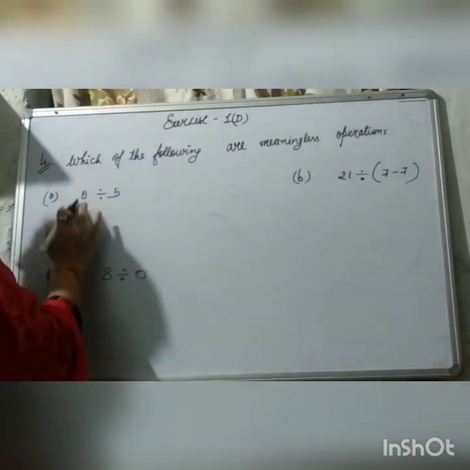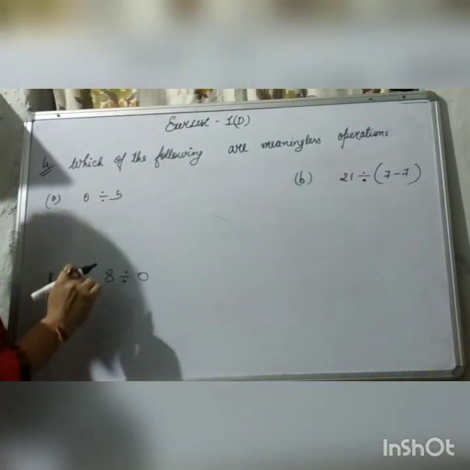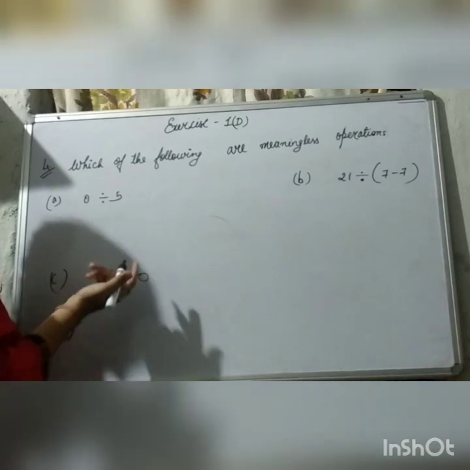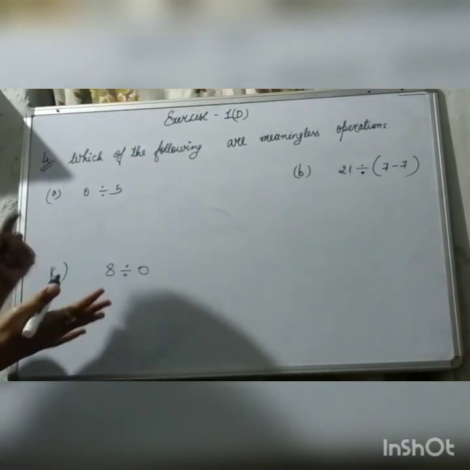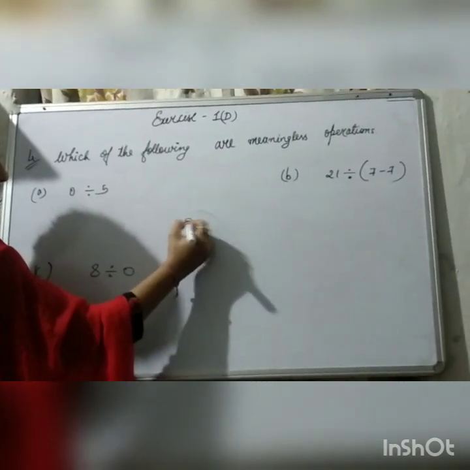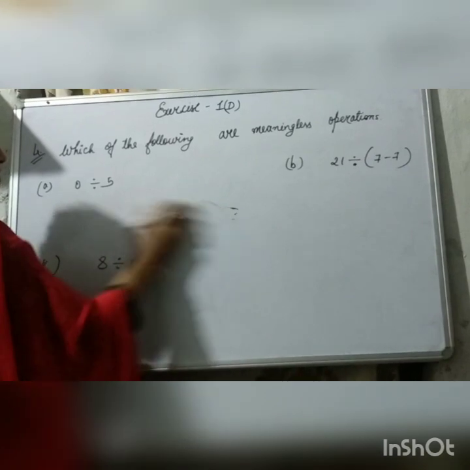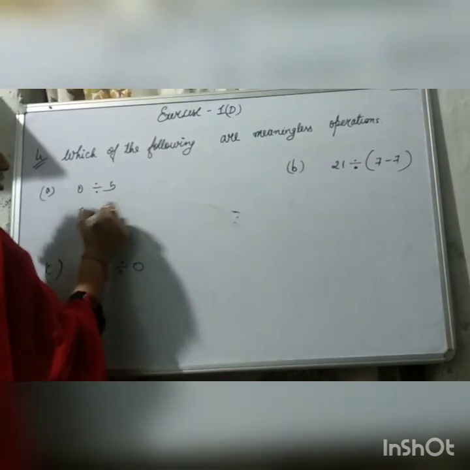The question is, which of the following are meaningless operations? So here the first one is 0 divided by 5. That means if we divide 0 by 5, what will be the quotient? See, in every table 0 comes 0 times. With the table of 5, 5 into 0 is 0. That means here our answer will be 0.